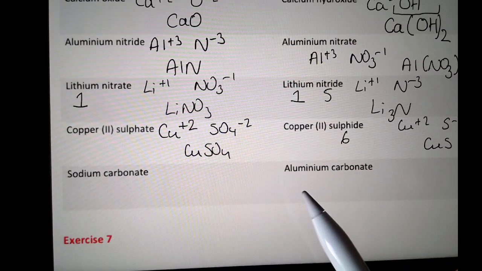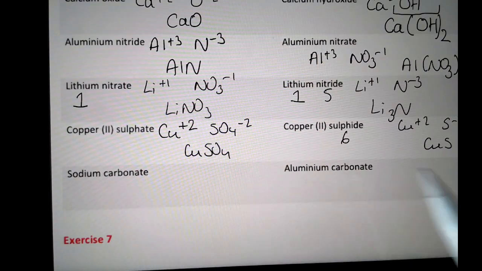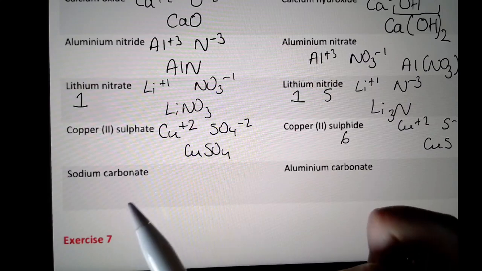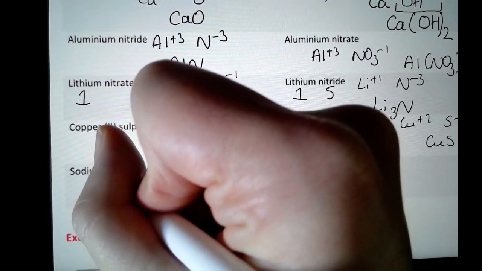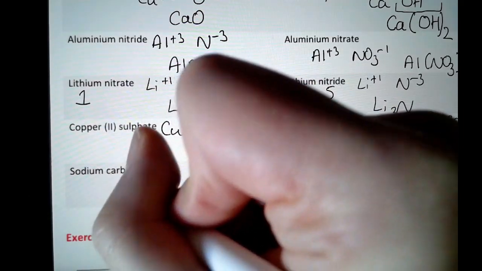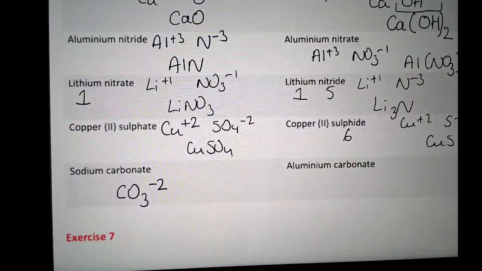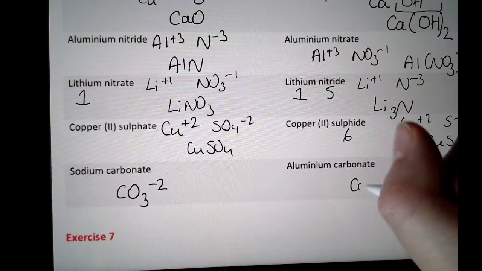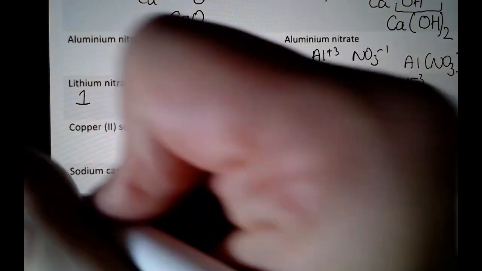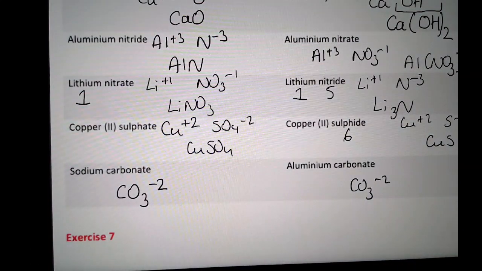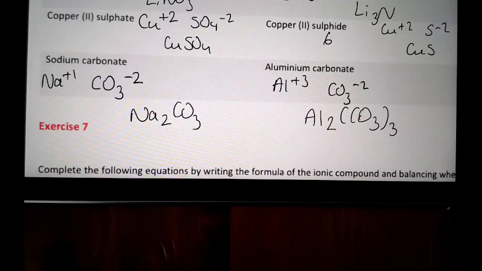You've got 2 more to do for me here. They both contain carbonate. Again, that's one of your polyatomic ions, the carbon and the oxygen. So I'll give you the formula of the carbonate, CO3 2-. But you should be able to work out the formula of a sodium ion and an aluminium ion yourself. Sodium is in group 1, aluminium is in group 3. Work out the charges of the ions and then the formula of the ionic compound.